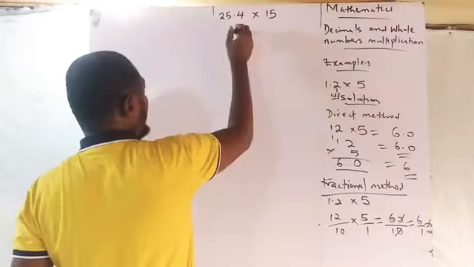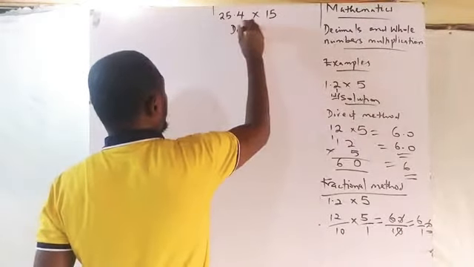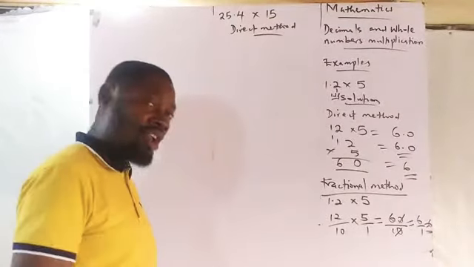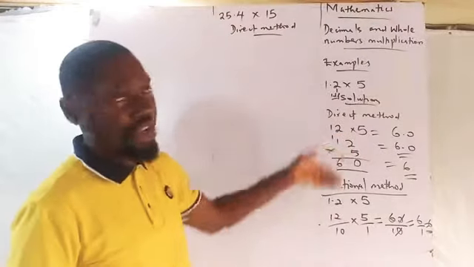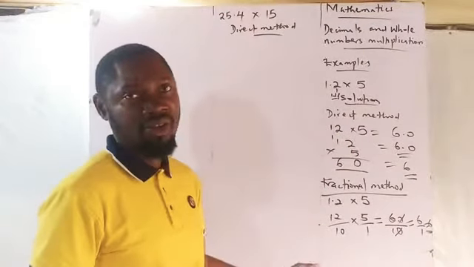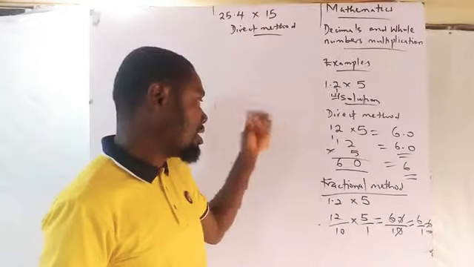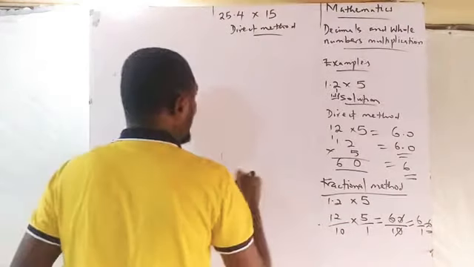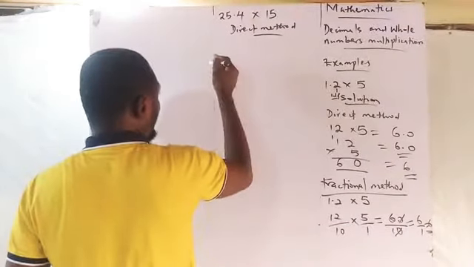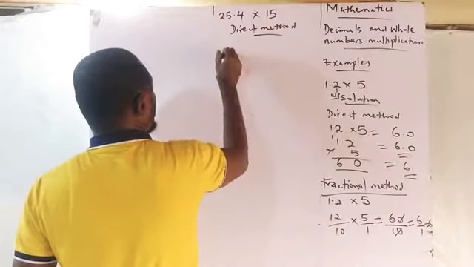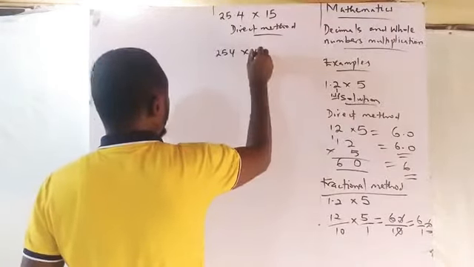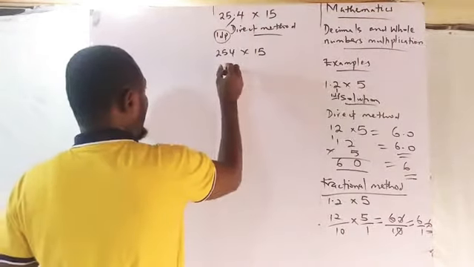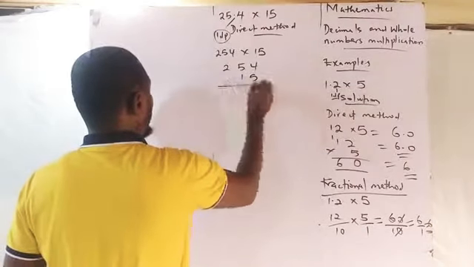Let me start with the first method, the direct method. But if you're writing your examination, you don't need to use the two methods. I am teaching you, that is why I am using these two methods. If you're writing your examination, you can decide to use either method and still get your answers. Let's use the direct method here. I'll express 25.4 as 254 times 15. Remember, this is a one decimal place number. Let's multiply 254 times 15.